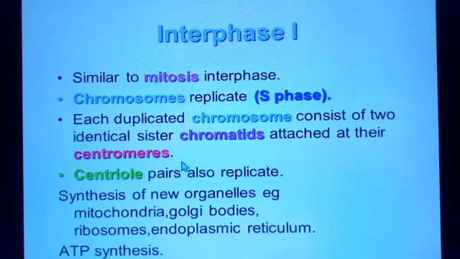So the centrioles pair and then they replicate. And as they pair, they start orienting themselves towards the opposite poles during interphase. Then the other activity is the energy production, and therefore ATP is synthesized. That's why we need more mitochondria for purposes of producing energy, which runs the entire process.